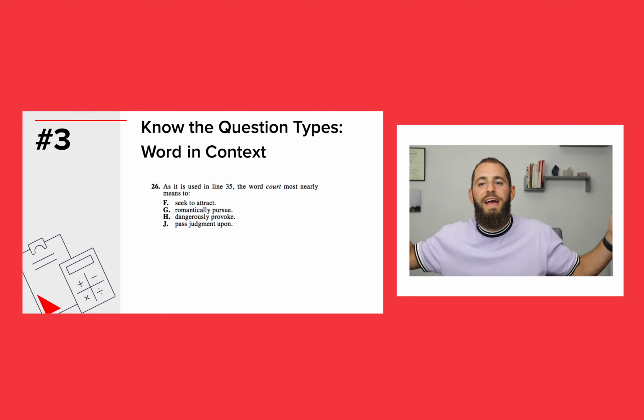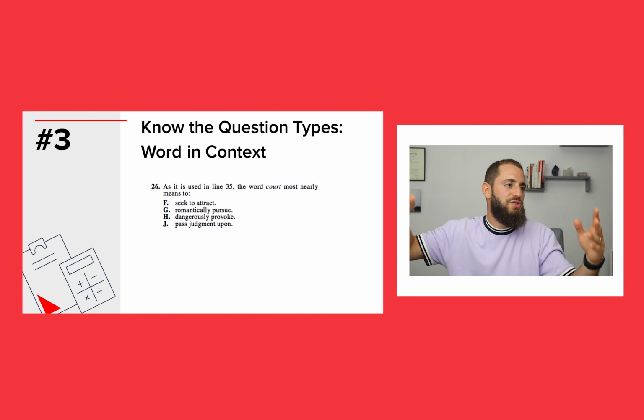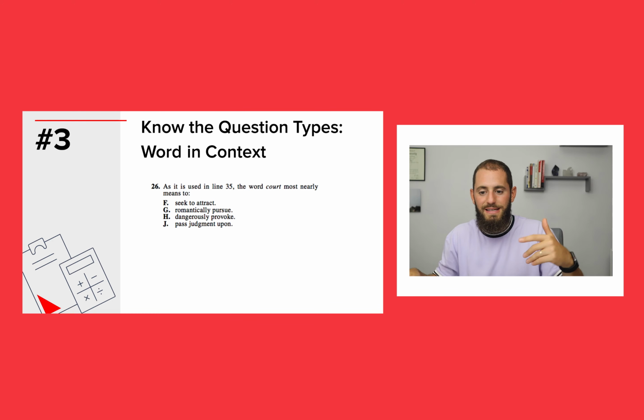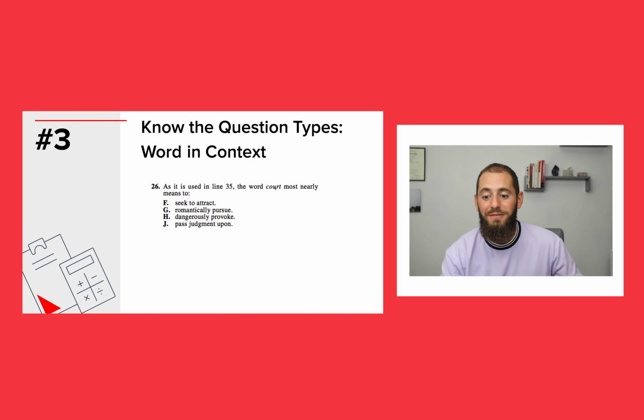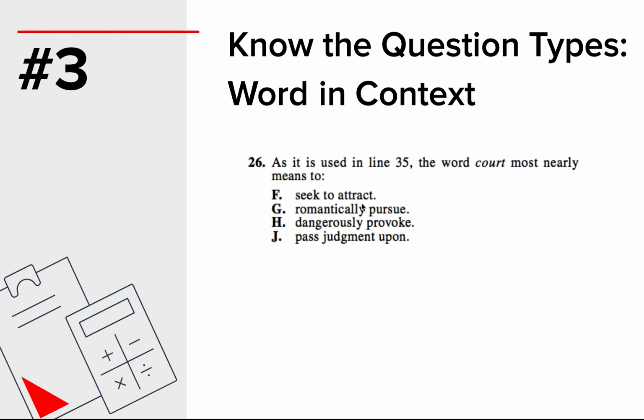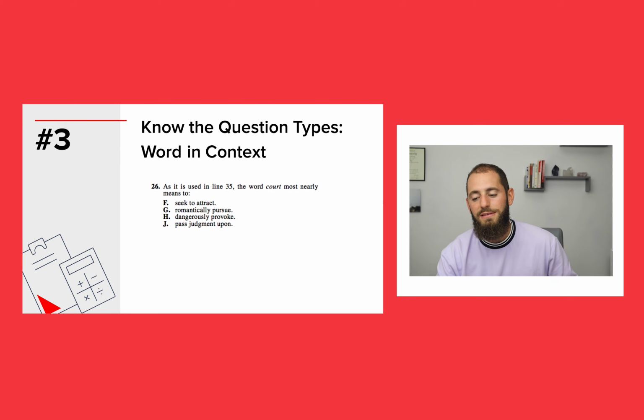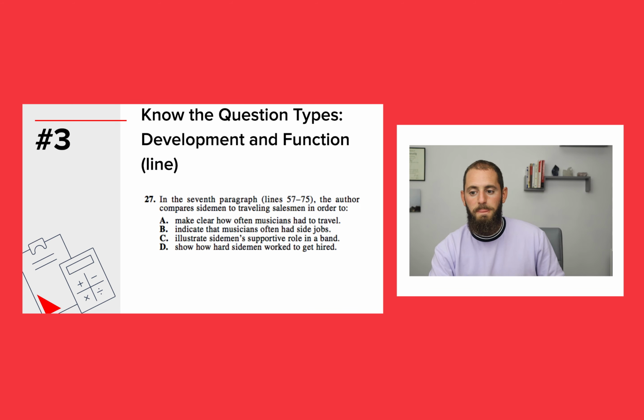So they don't just ask you anything, okay? It's not like they're just going to ask you anything. No, they have specific question types that they ask. Let's know them, okay? The first one, word and context. When they ask you what a word most nearly means. Now, we all know what court means, right? But it can mean seek to attract or romantically pursue or provoke. You could even do that, pass judgment upon, like at a court. So you have to look at the lines, and we'll talk about that strategy.